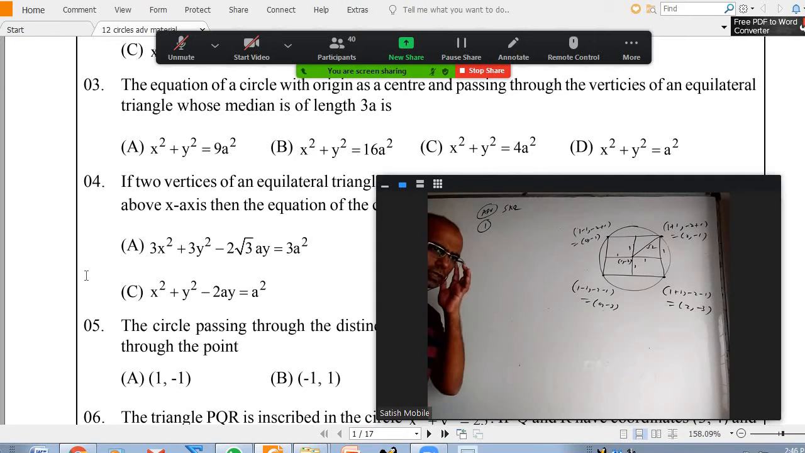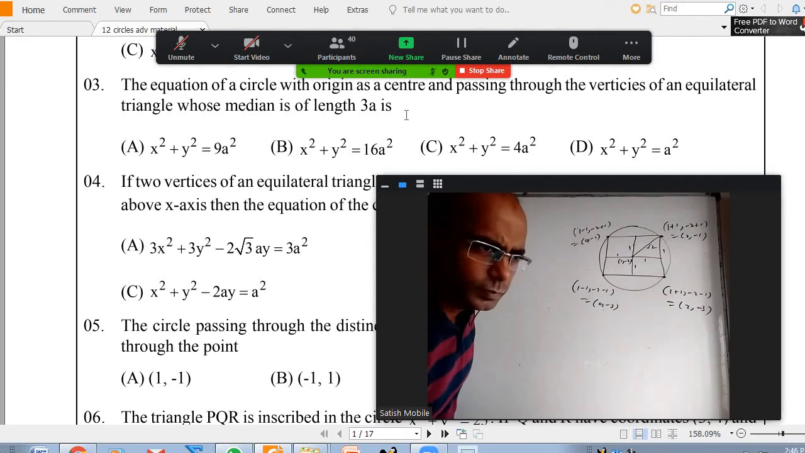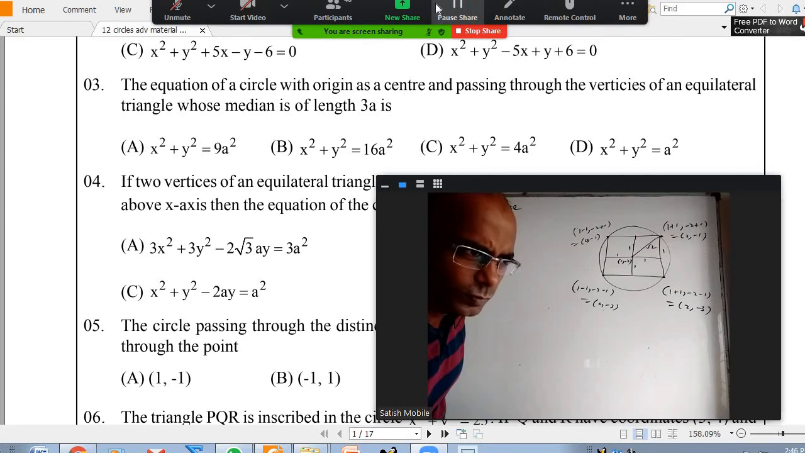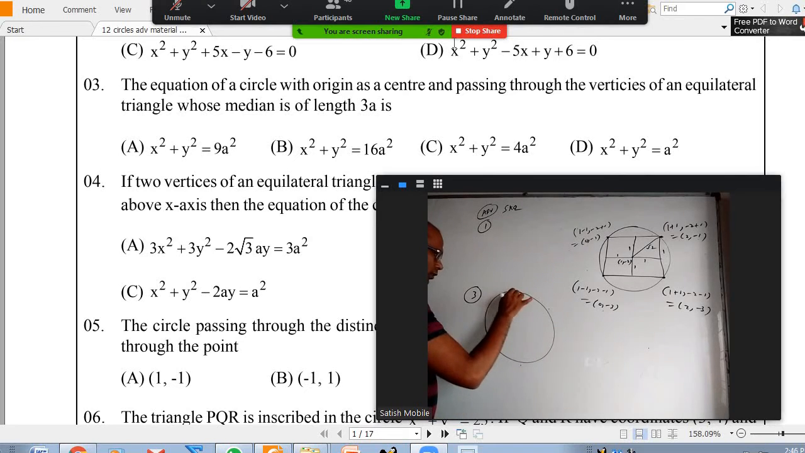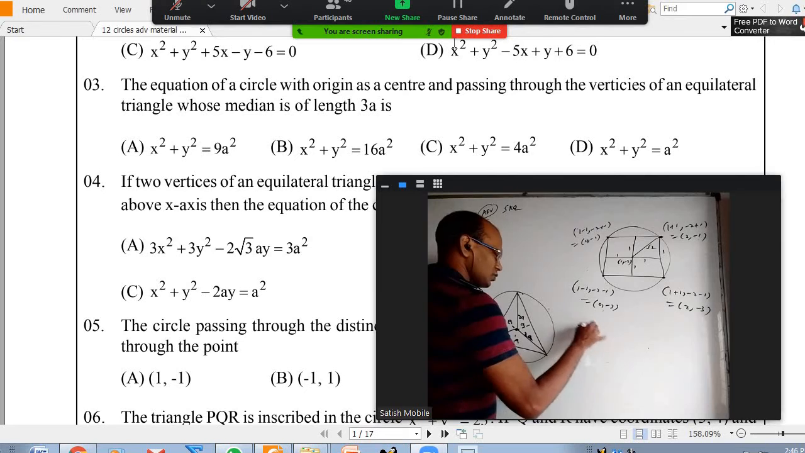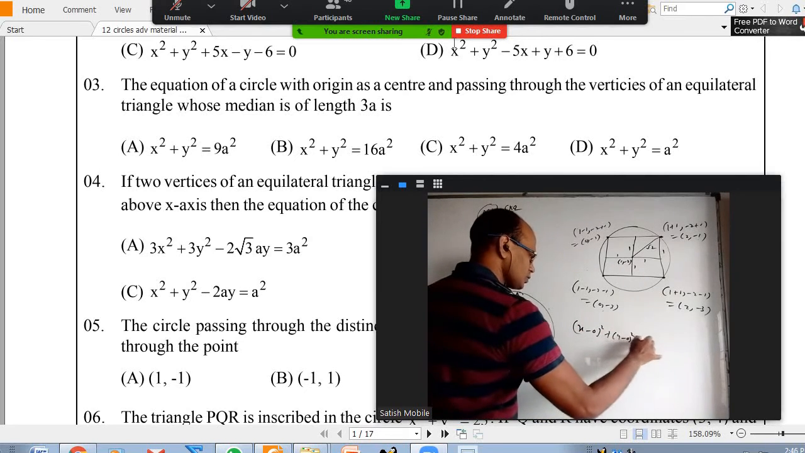Third question, the equation of a circle with origin as center and passing through the vertices of an equilateral triangle. In an equilateral triangle, centroid, circumcenter, orthocenter, everything is the same. Total is 3a. Means this is 2a, this is a. So this is 0, 0, and this is 2a. So directly x minus 0 whole square, y minus 0 whole square equal to 2a.